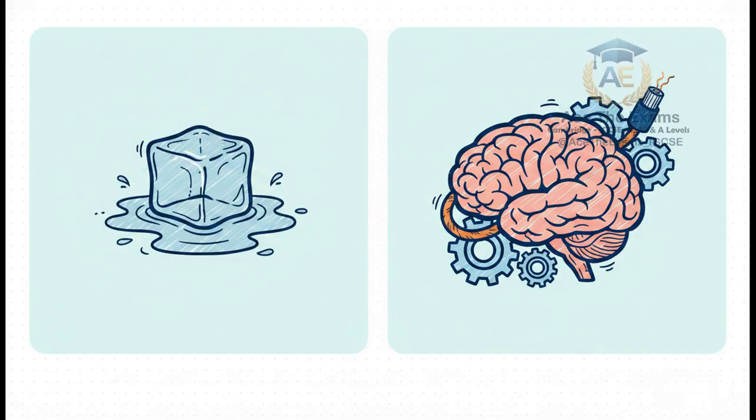Point: unshielded twisted pair cables are highly susceptible to crosstalk. Evidence: electrical signals in adjacent wires create fluctuating magnetic fields. Explanation: if the twist rate is insufficient, these fields induce unwanted currents leading directly to data corruption. Link: Therefore, in a high-density server rack, shielded twisted pair or STP might be strictly necessary to ensure data integrity.